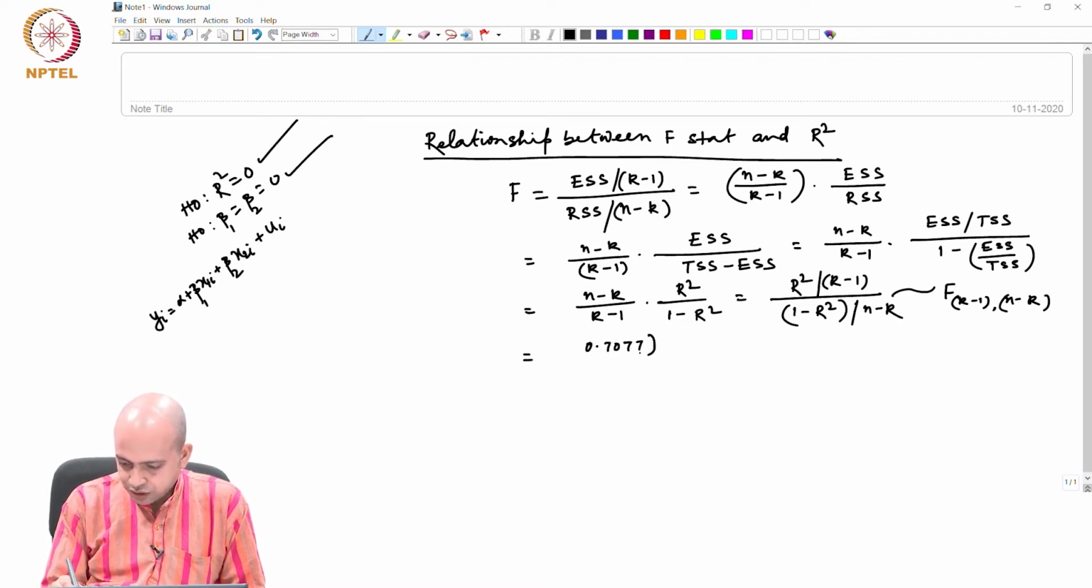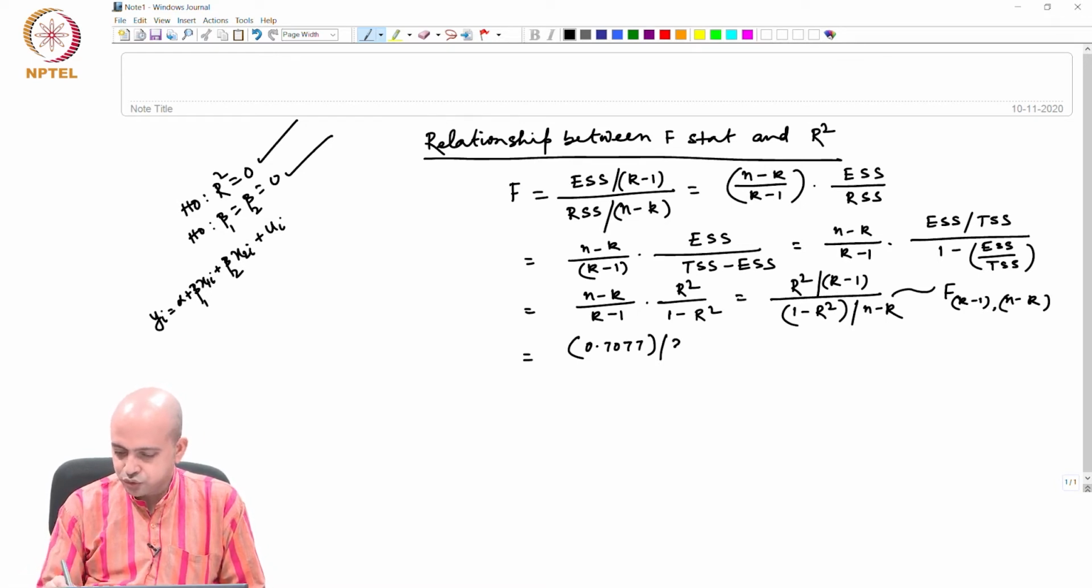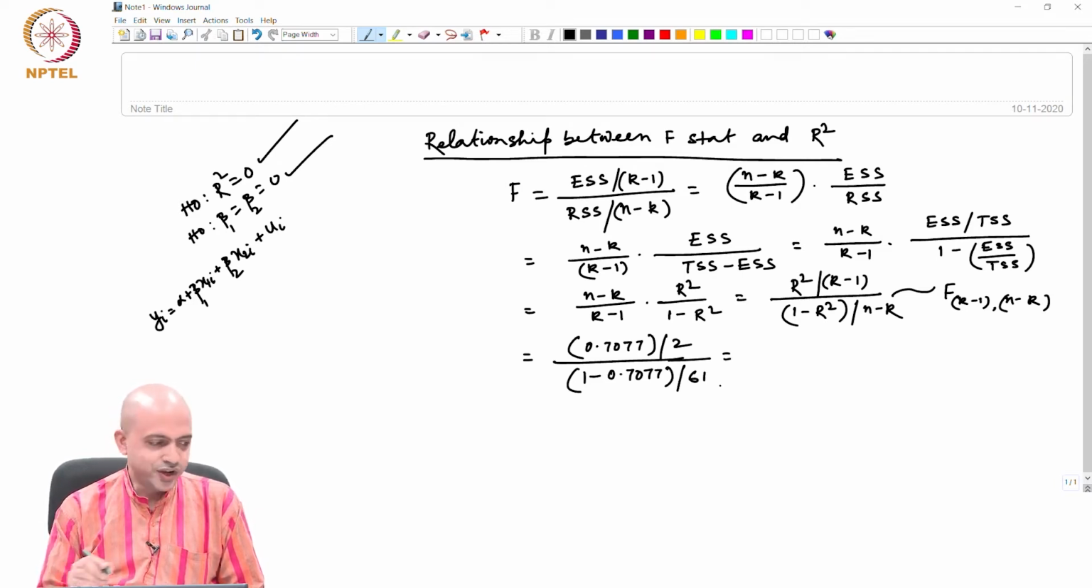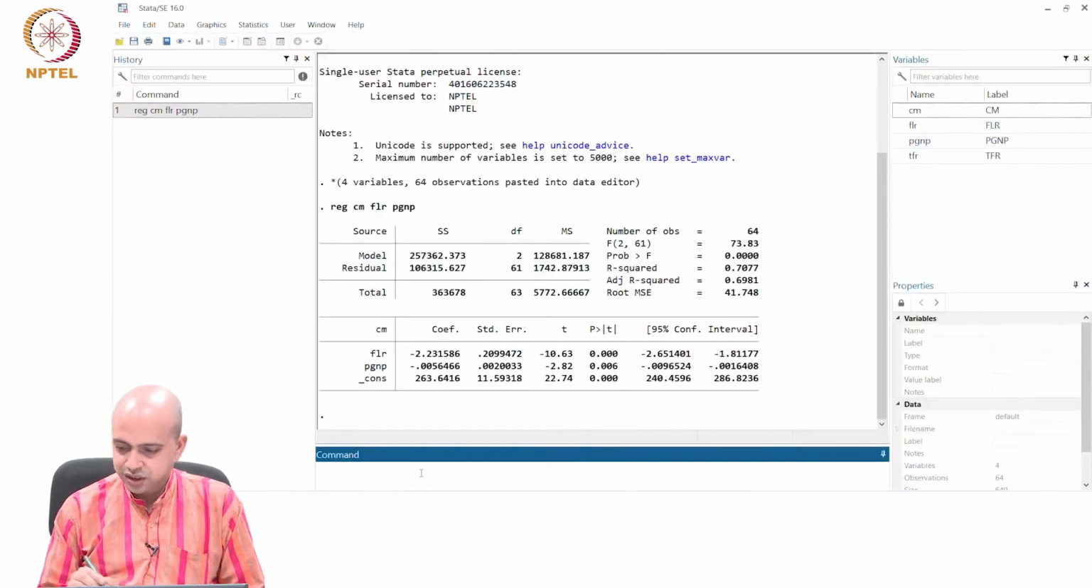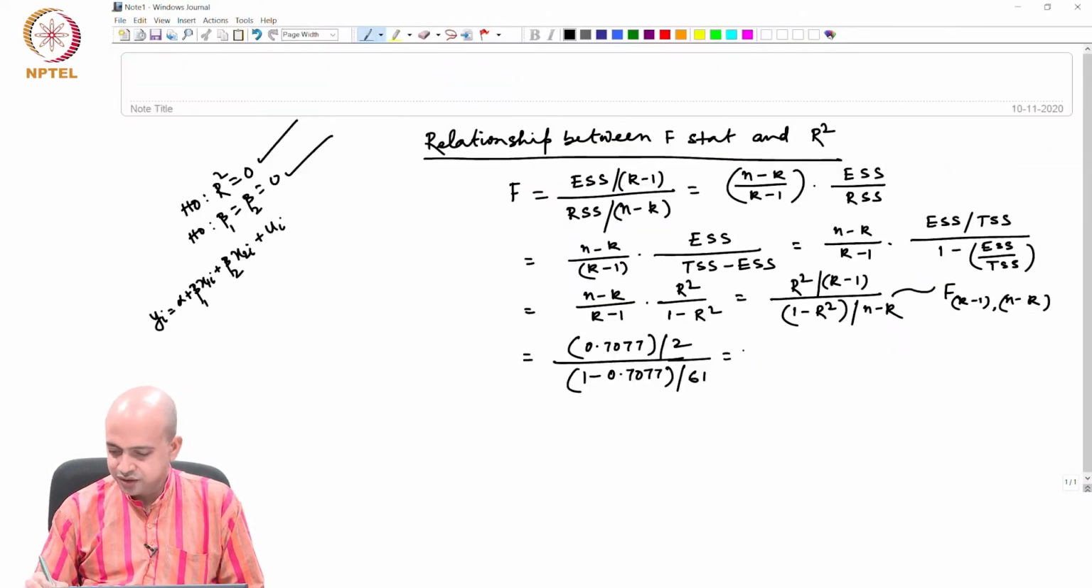Now, if we put R square equals 0.7077 here, this will come as 0.7077 divided by k minus 1. What is the k here? K equals 3. You have 2 explanatory variables and 1 constant term. So, 3 minus 1 equals 2, and then 1 minus 0.7077, and that will be divided by n minus k. N equals 64, k equals 3. So, this is 61, and if you calculate this, this value will turn out to be 73.87.